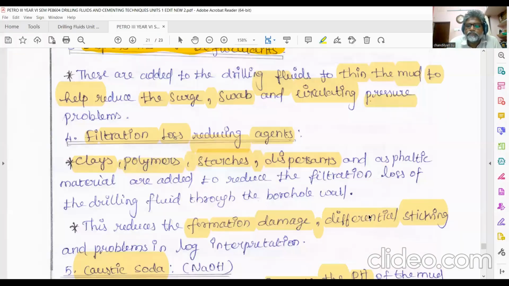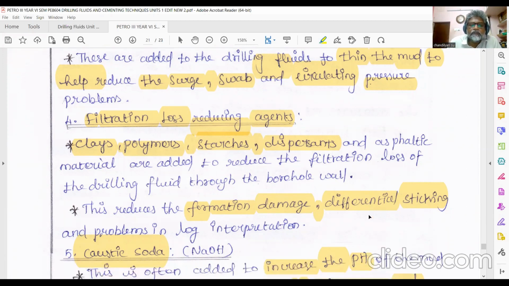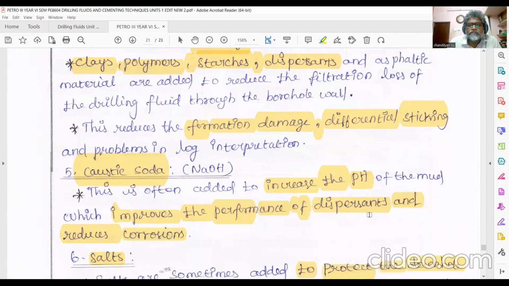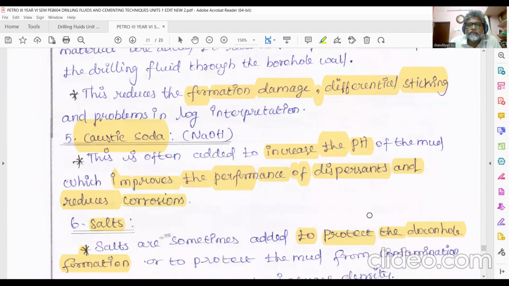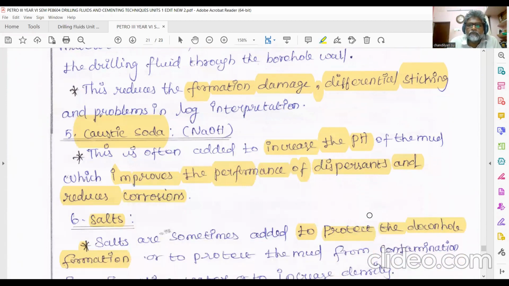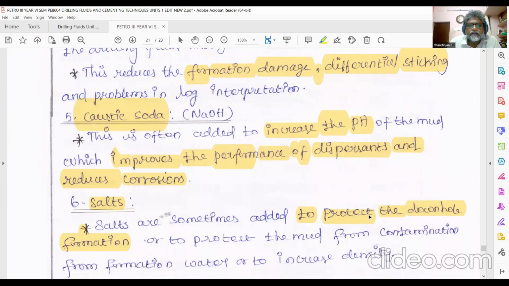Differential pressure sticking. When you reduce the filtration loss with the help of filtration loss reducing agents, by addition of clays, polymers, starches, and dispersants, you'll be able to reduce the formation damage as well as the differential pressure. What's caustic soda? It is added to increase the pH so that it reduces the corrosion and improves the performance of the dispersants.